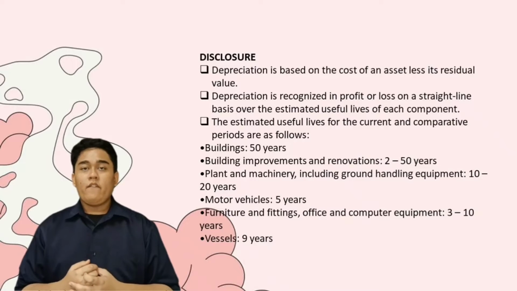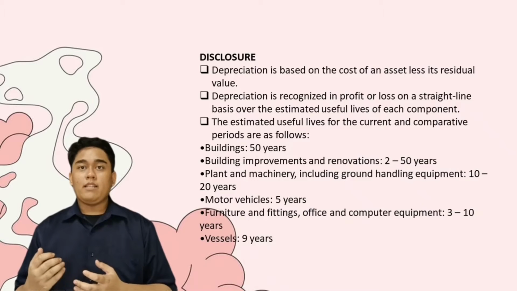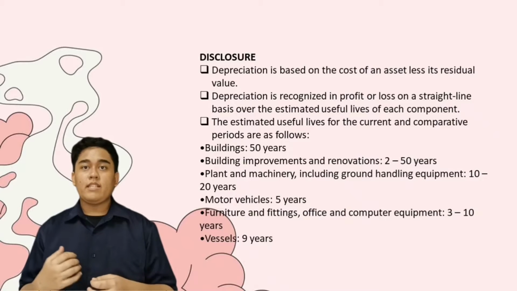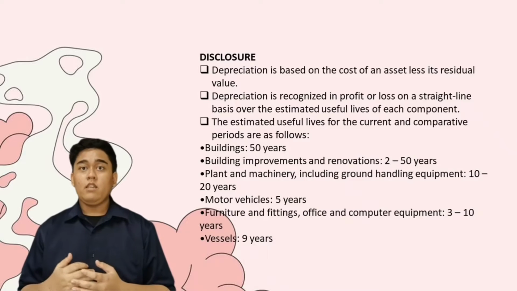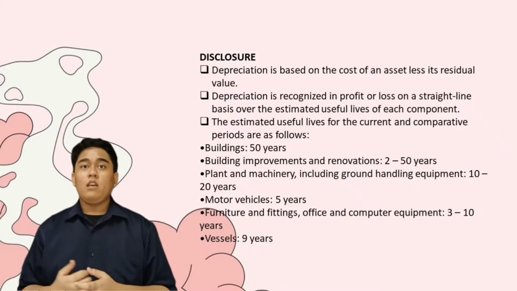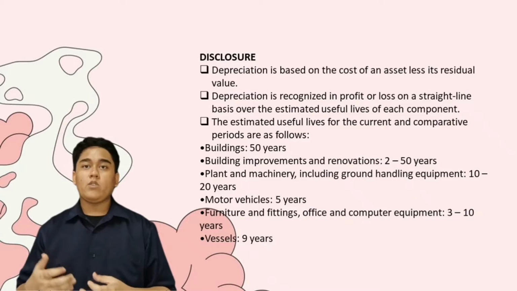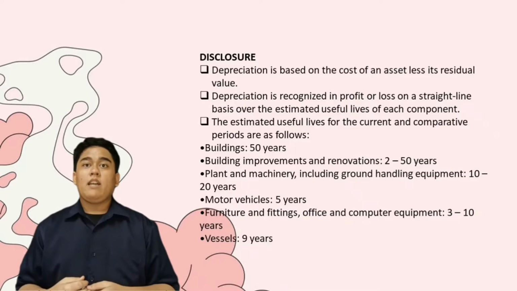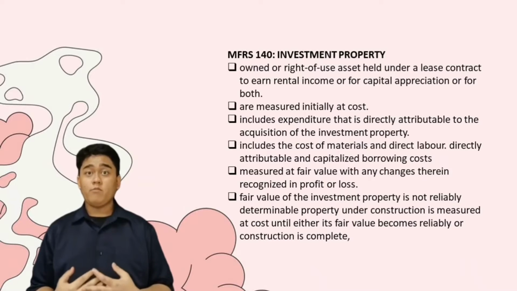For the building, 50 years; building improvement and renovation, 2 until 50 years; plant and machinery including ground handling equipment, 10 until 20 years; motor vehicle, 5 years; furniture and fittings, office and computer equipment, 3 until 10 years; vessel, 9 years. Depreciation method, useful life and residual value are reviewed at the end of the reporting period and adjusted as appropriate. After that, I will explain MFRS 140, Investment Property.